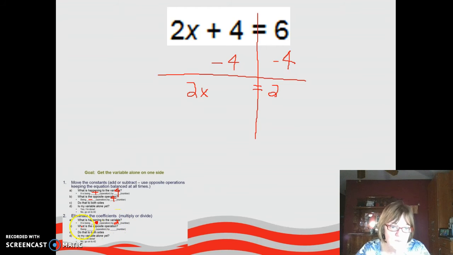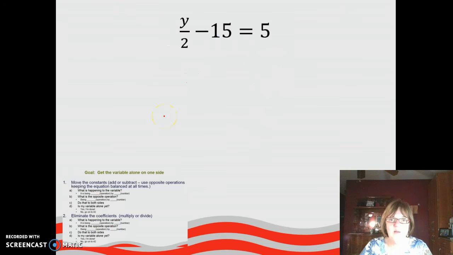So what are we going to do? We are going to divide by 2. Divide by 2, divide by 2. 2 divided by 2 is 1, that leaves us with just an x. And 2 divided by 2 is 1, so x equals 1. All right, that was that problem.